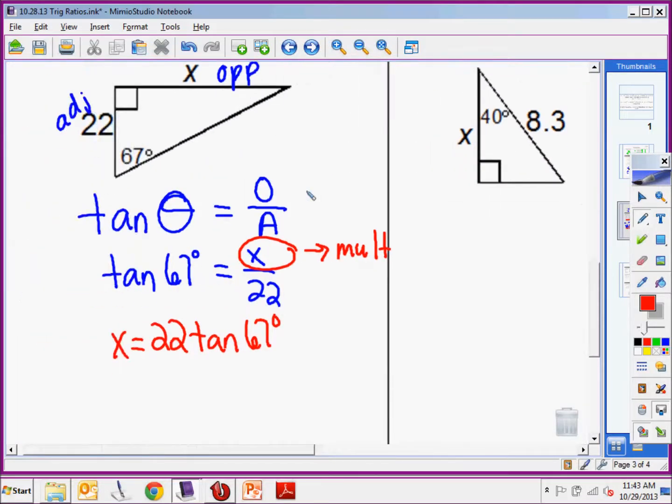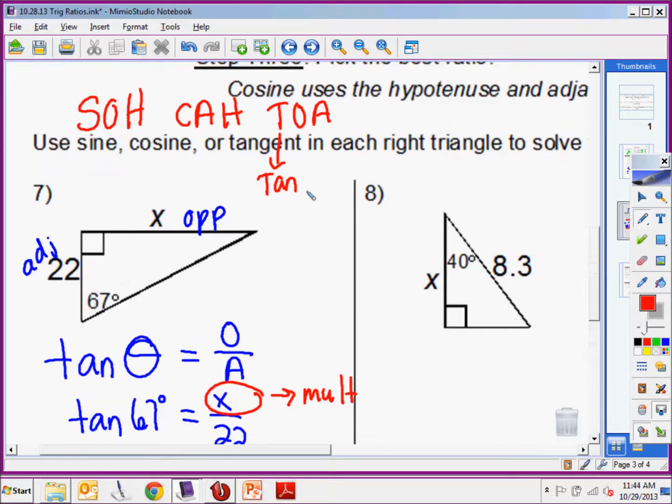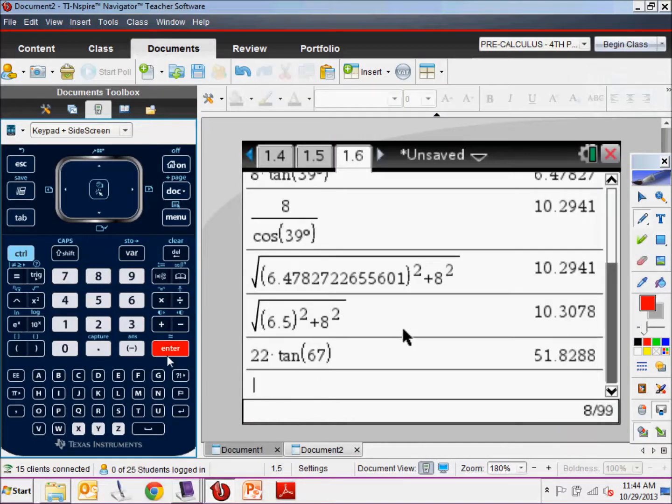Y'all haven't told me my answer yet. I'm still waiting. What is it? What did it tell us to round to? The nearest hundredth. 51.83 degrees. There we go. Oh, I didn't hit enter. Let's see if we're right.